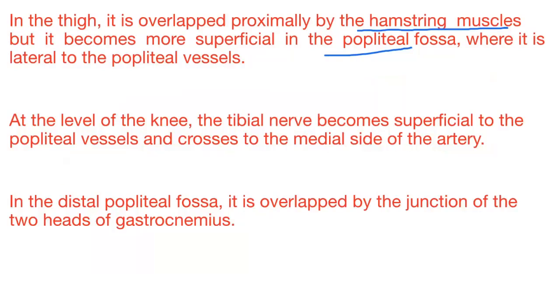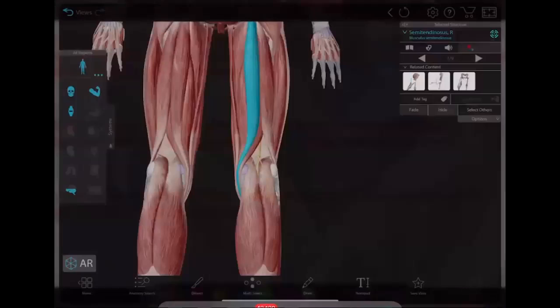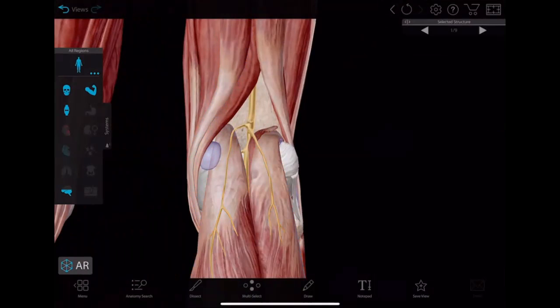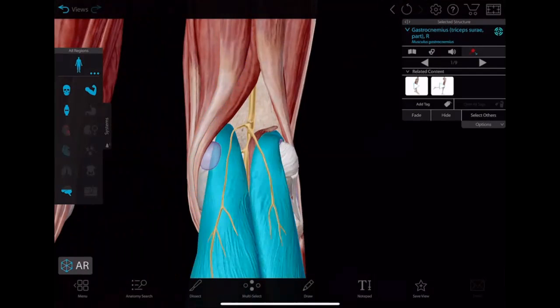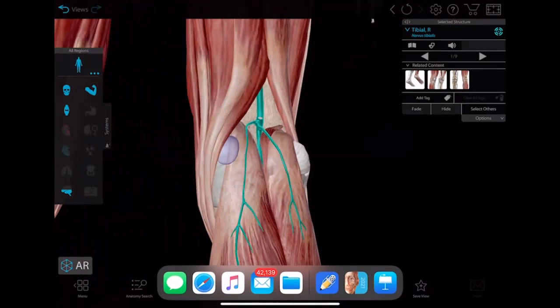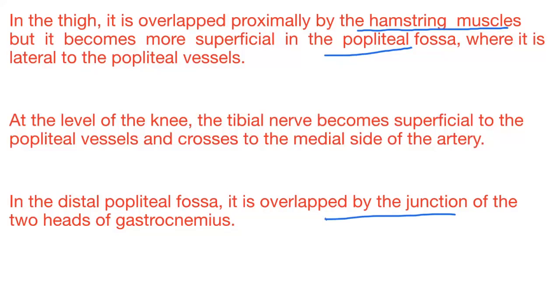At the level of the knee, the tibial nerve becomes superficial to the popliteal vessels and crosses to the medial side of the artery. In the distal popliteal fossa, it is overlapped by the junction of the two heads of the gastrocnemius. You see, these are the heads of the gastrocnemius muscle, selected structure. Yes, this is the tibial nerve, right? So, overlapped by the junction of the two heads of gastrocnemius muscle.